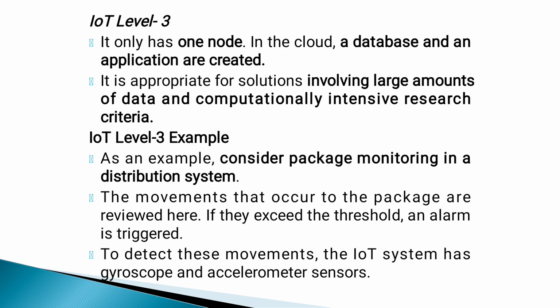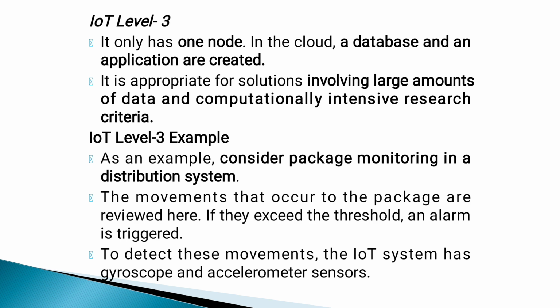Next one is the IoT level 3. It only has one node in the cloud. Database and the applications are created. It is appropriate for solutions involving large amounts of data and computationally intensive analysis requirements. Level 3 example: consider package monitoring in a distribution system. The movements that occur to the package are reviewed here. If they exceed the threshold, an alarm is triggered to detect these movements.